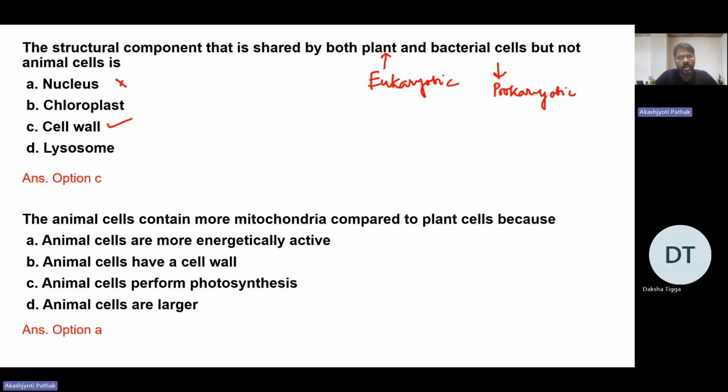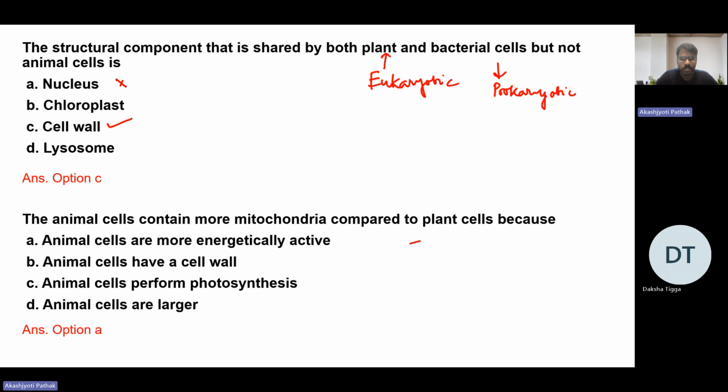Animal cells contain more mitochondria compared to plant cells. These were asked in your assignments actually. So why do animal cells have more? Because animal cells have to perform the function of locomotion or movement. As a result, they require more energy compared to a plant cell. So which organelle provides more energy? Mitochondria, because it is in mitochondria where your ATP is synthesized by oxidative phosphorylation.